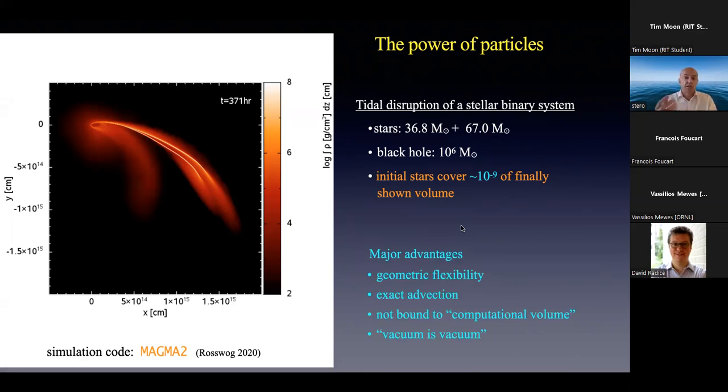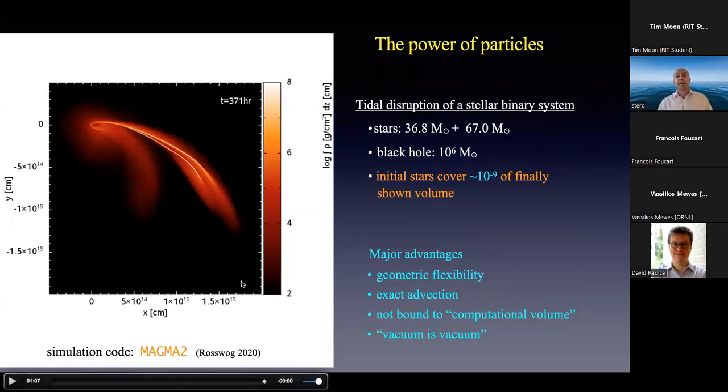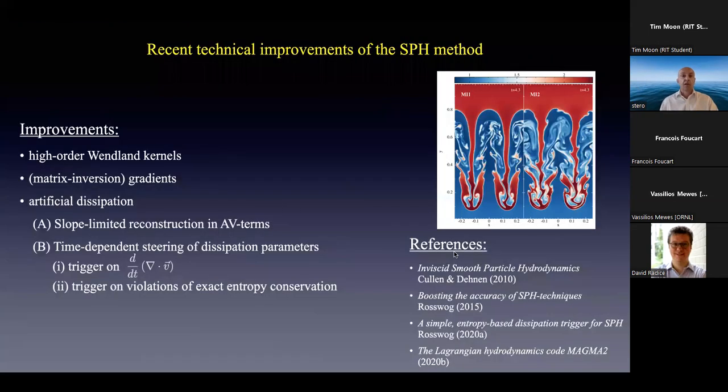Advection is exact. So if a particle knows this is my electron fraction and there's no physical process that is changing it, then it's just carrying this around without loss of information. You don't have a computational volume, so there's no outer box or anything that you could leave. And there's really no problem with vacuum. Vacuum here is just, well, there are just no particles. So coming from that, I want to now come to our new Sphinx PSSN code.